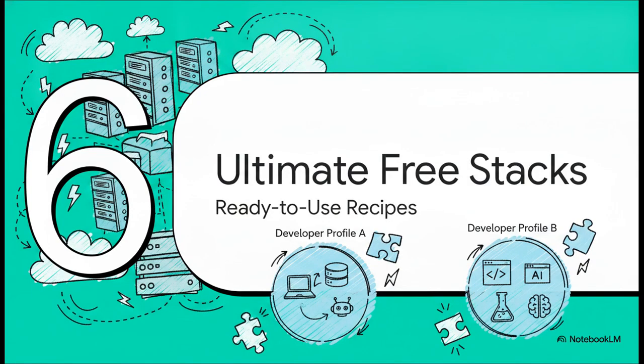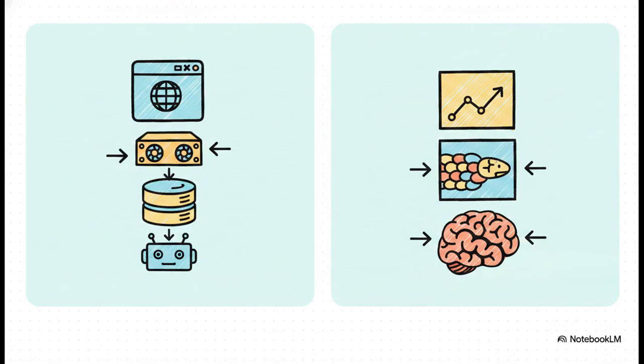And finally, Section 6, the ultimate free stacks. These are your ready-to-use recipes. Depending on your goal, these separate blocks snap together beautifully. Now, what's really interesting about this slide is how we can break this down by your focus. Starting out in web development, use the beginner web stack. Build your front end in React, deploy on Vercel. Build your backend in Node, deploy on Render. Use MongoDB for your database, and call the Gemini API for your AI.